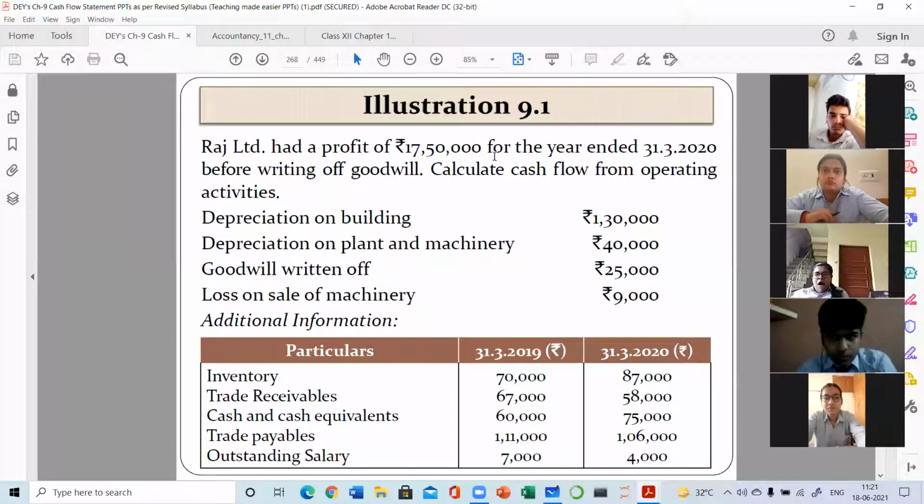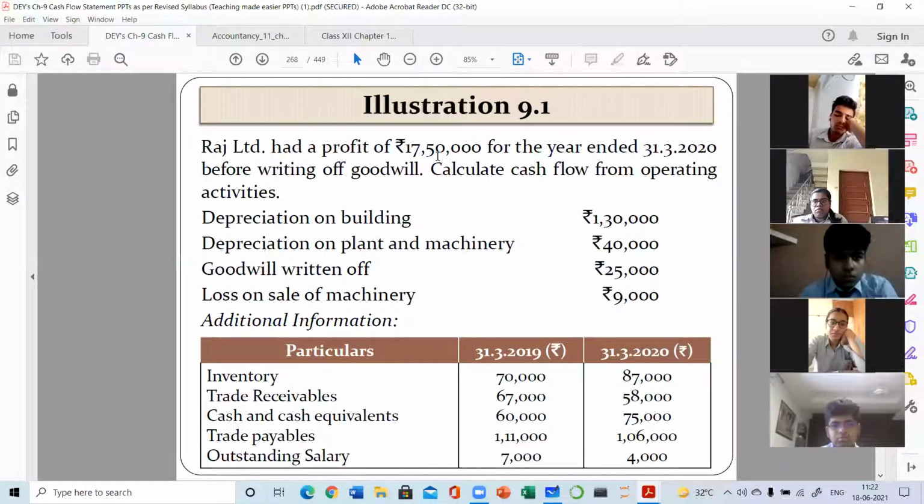So 17,50,000 is the profit, and in this question you can see that nothing is given about transfer to reserve, interim dividend, proposed dividend, nothing is given. So you will assume this is the profit before tax. If these items are given, only then you are going to use those items. So this will be taken as a profit before interest and tax. You will start with this item, and you need to do till here only, loss on sale of machinery. The further additional information you need not treat, as I have not told you till now.